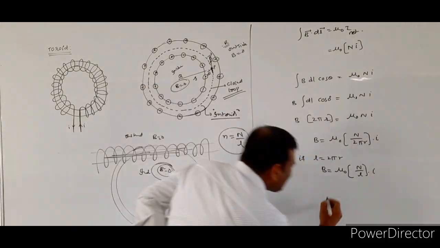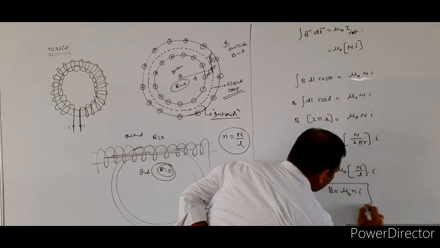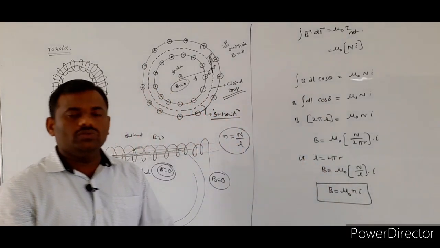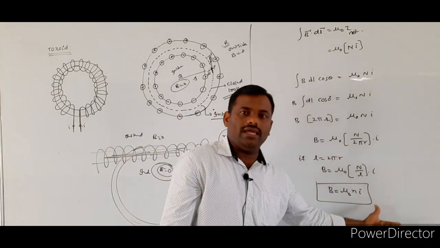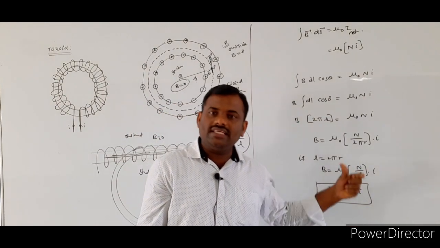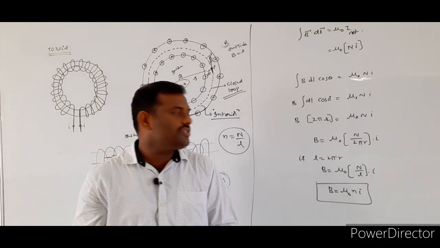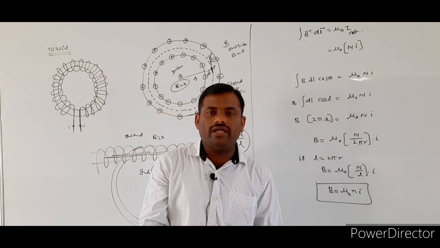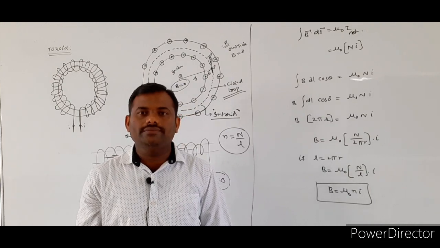So the magnetic field intensity is given by B is equal to mu naught into n into I. This is the final expression for the magnetic field intensity which is produced by the toroid. So this is the concept of solenoid as well as toroid. Thank you.